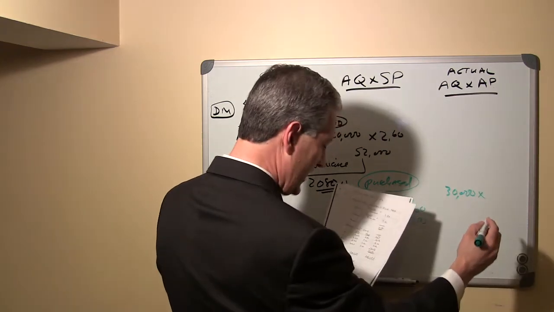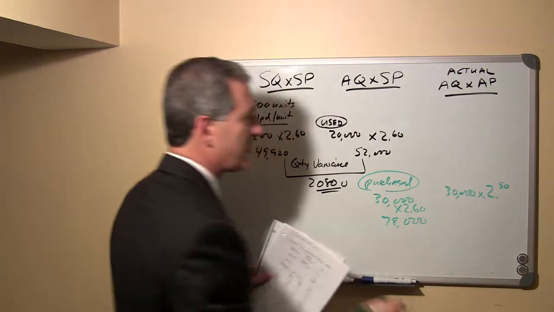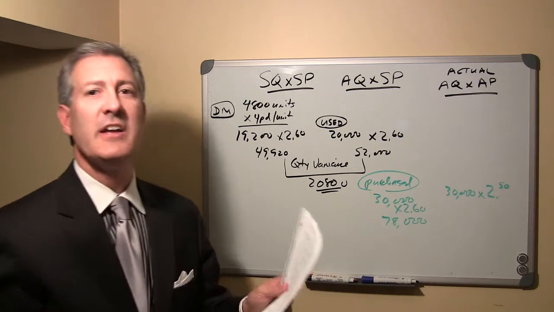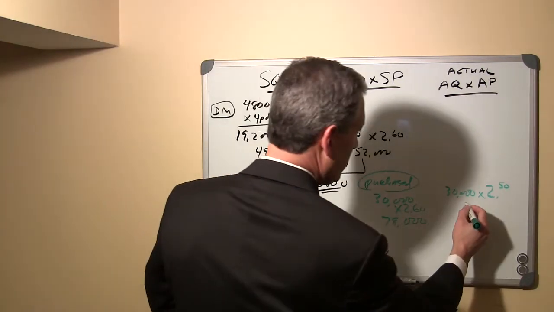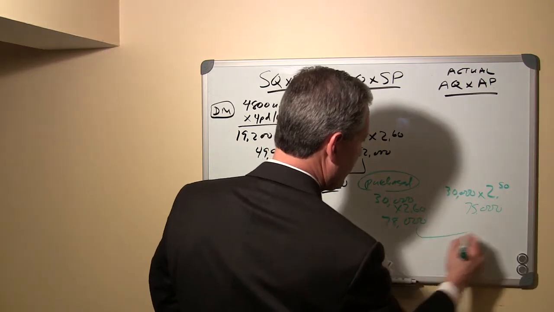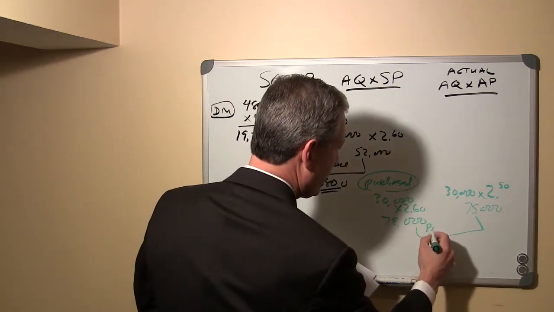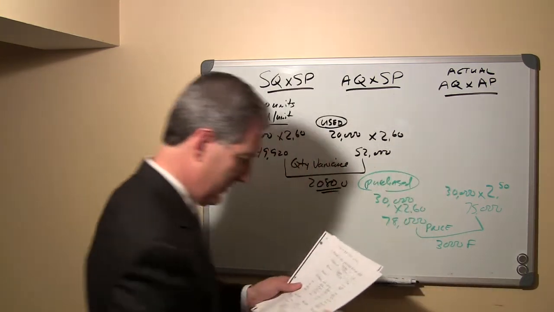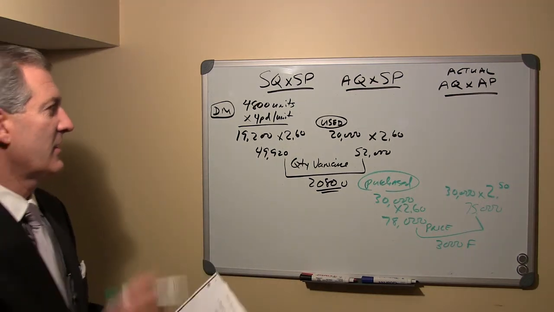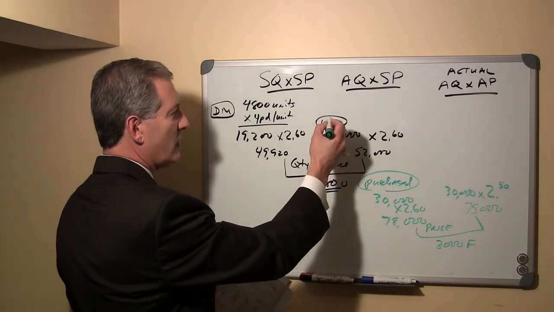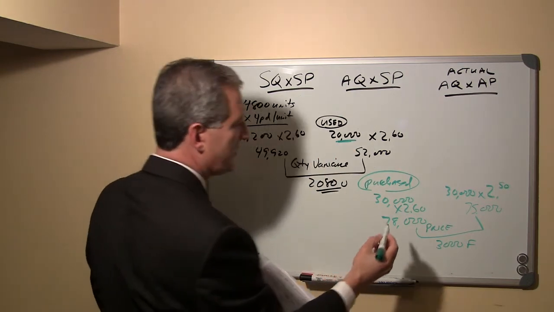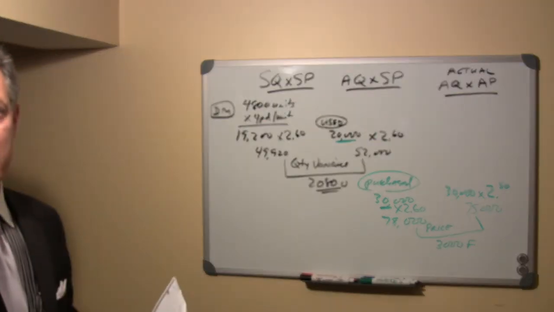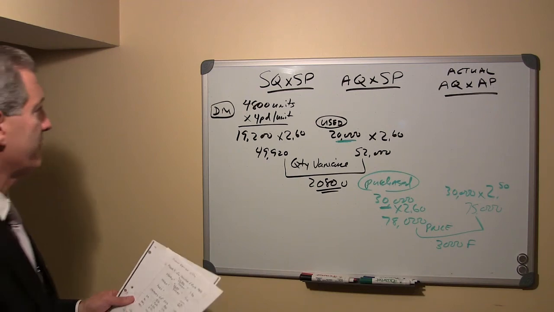The actual 30,000 pounds, times the actual price, $2.50. Notice there's a difference between the actual price at $2.50 and the standard price of $2.60. It's a 10-cent savings. This number is $75,000. The difference between these two numbers here is your price variance, which is $3,000 favorable variance. Favorable price variance. Again, this is a problem where the amount used, 20,000, is different than the amount purchased, 30,000. That's your direct materials variances.